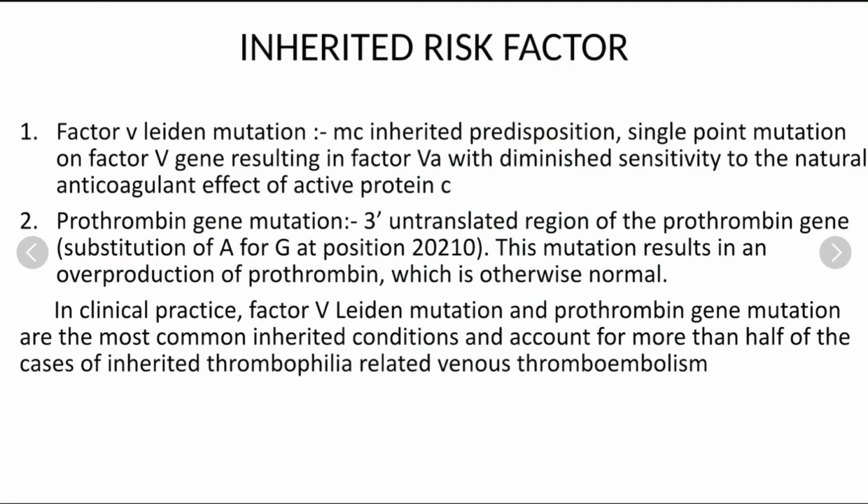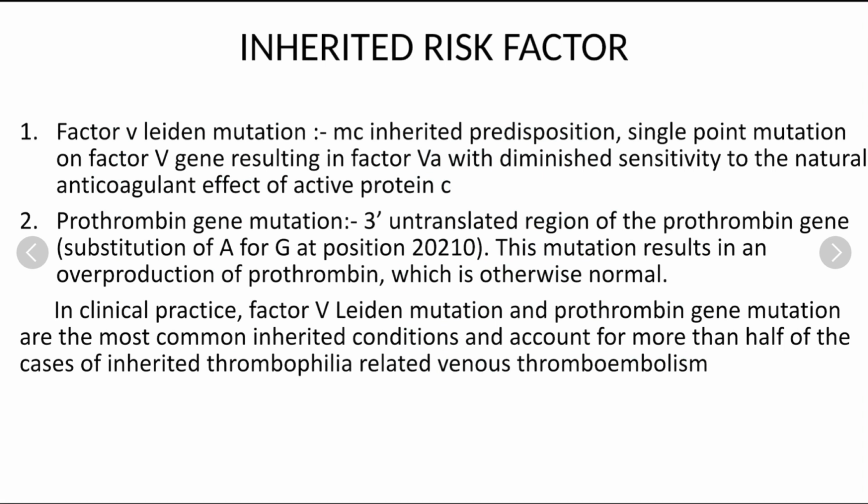Then comes inherited risk factors. Factor 5 Leiden mutation is the most common inherited predisposition. It is a single point mutation on the factor 5 gene resulting in factor 5A with diminished sensitivity to the natural anticoagulant effect of activated protein C.